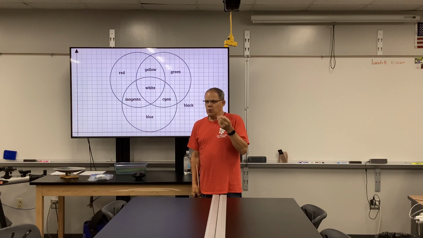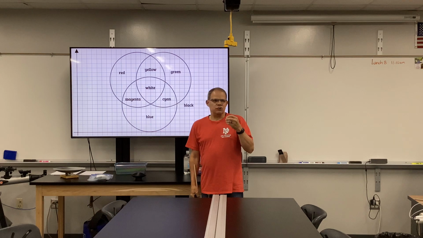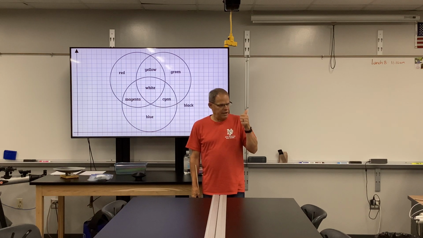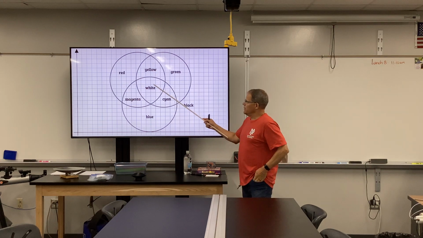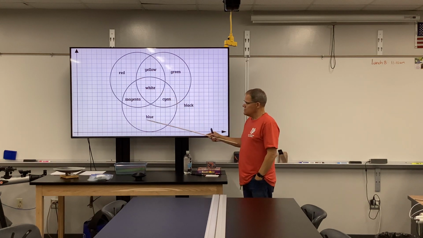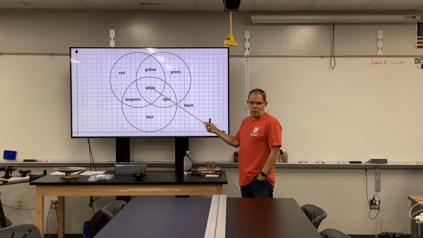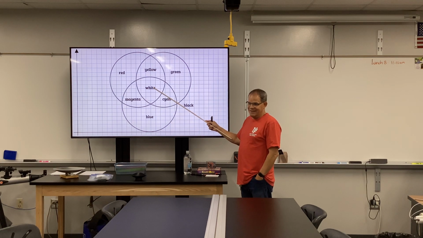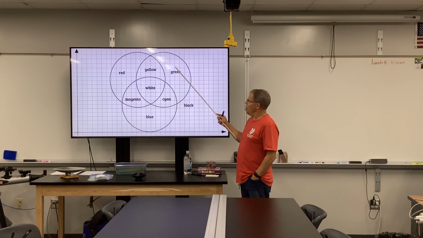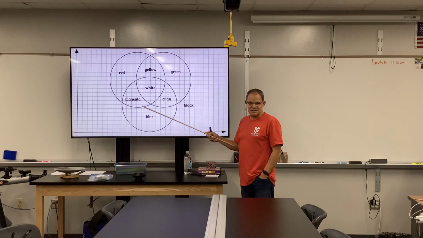So the cones in our eyes largely respond to blue light, red light, or green light. So those are our primary colors. When we have all three colors being activated, we perceive it as white. So white light isn't a color of light, it's all three primary colors mixed together.